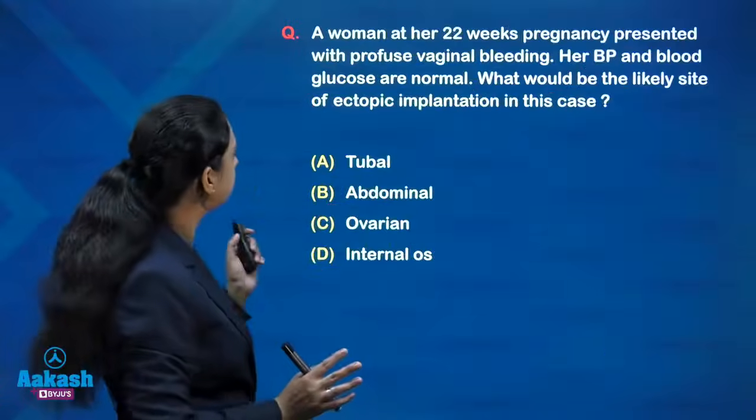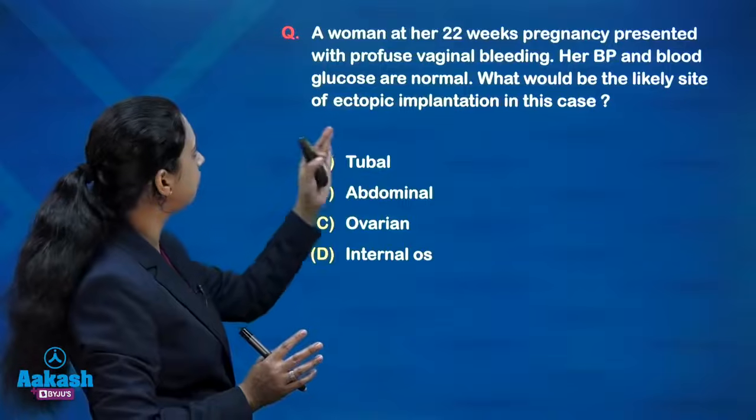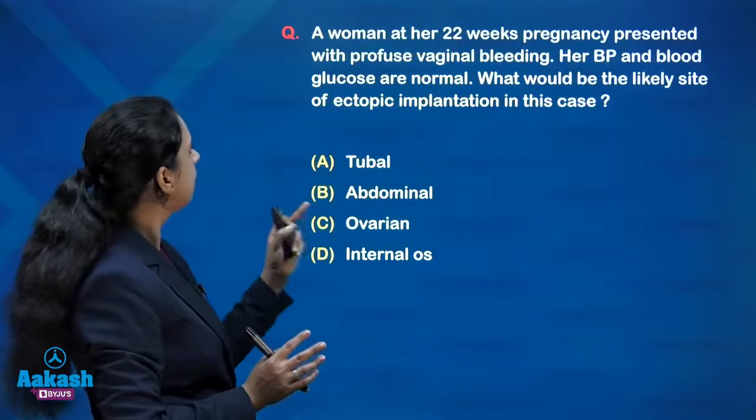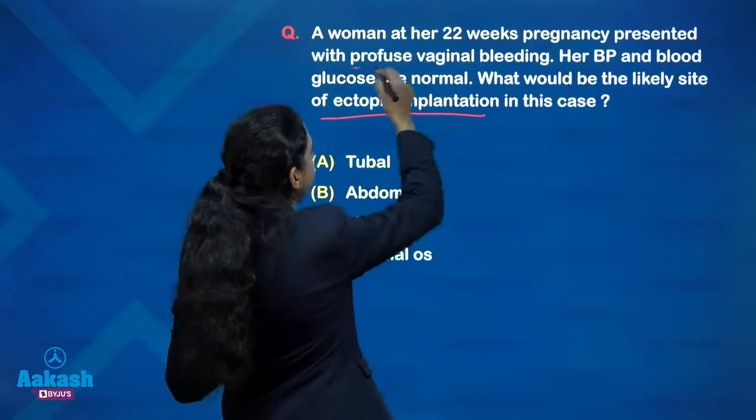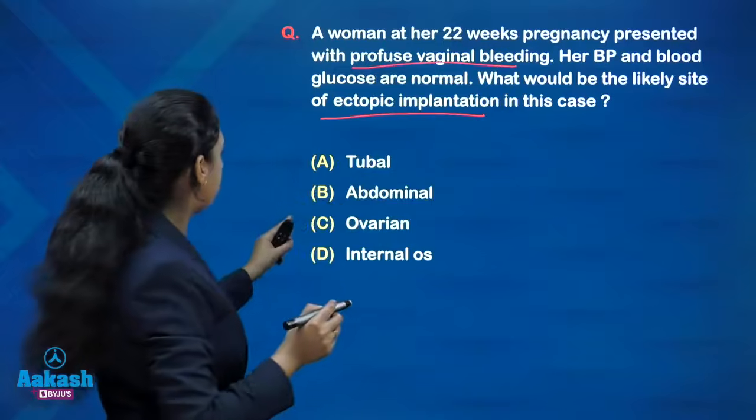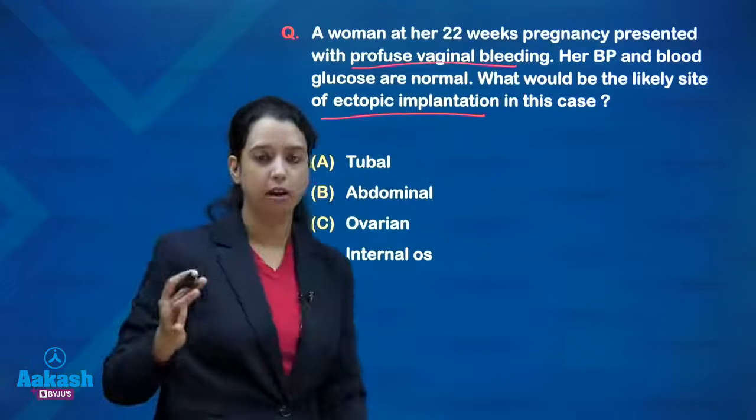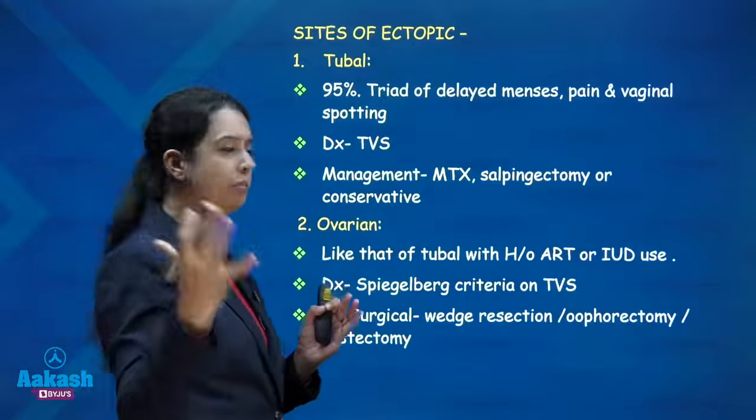Okay, simple. Next, a woman at her 22 weeks presented with profuse vaginal bleeding. Her BP and blood glucose are normal. What will be the likely site of ectopic implantation? So they've given you ectopic implantation with profuse vaginal bleeding. Is it tubal, abdominal, ovarian, internal os? Okay, so by presentation you have to tell where the ectopic pregnancy is lying. So see sites of ectopic and let's see how they present.